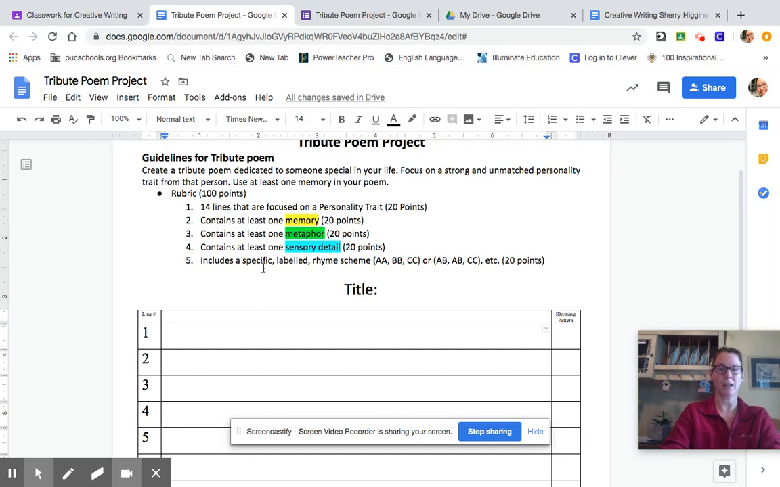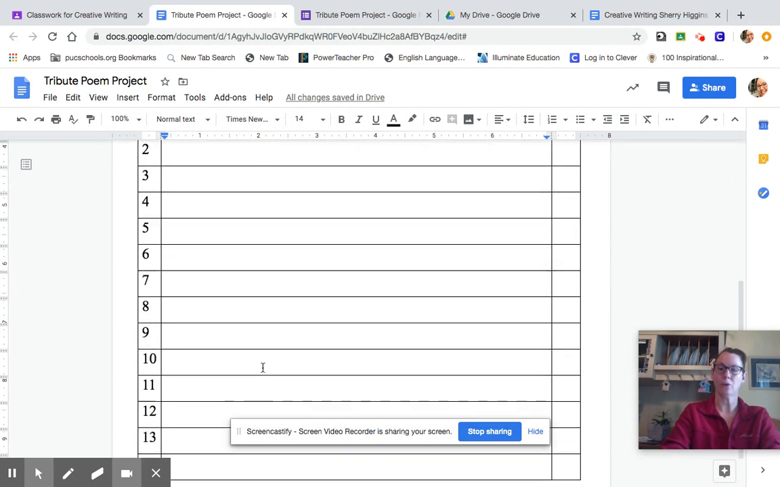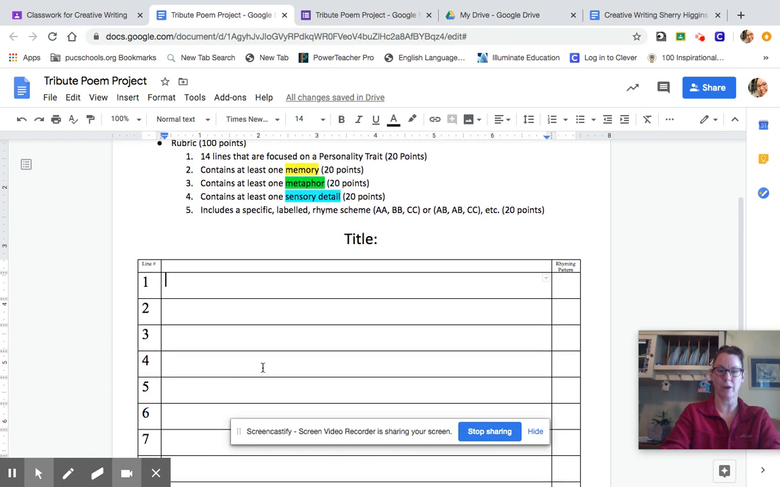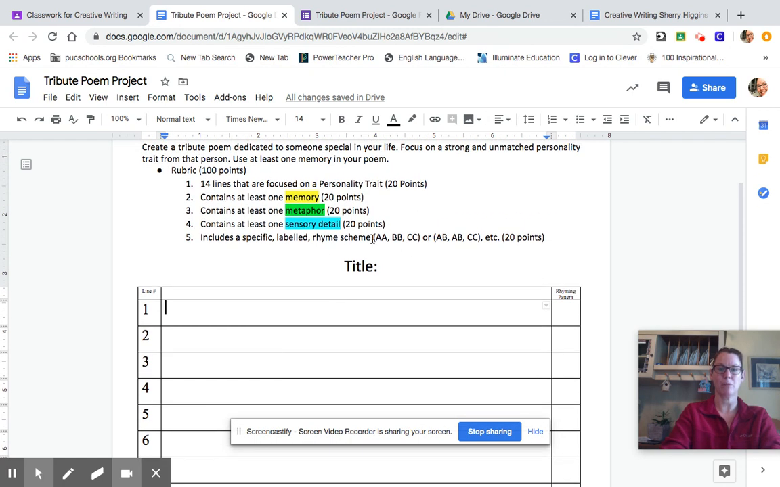And then finally, you must have some kind of rhyme pattern in this poem. Not all 14 lines have to rhyme, but there must be some kind of rhyming pattern throughout this poem. So as a reminder, you might label it AA, so maybe the first 2 lines rhyme, and then the next 2 lines rhyme, but they don't necessarily have to rhyme with the first 2. So that would be like an AA, B, C, C pattern. Or you might go A, B, and then C, C. Whatever you want to do, but make sure you have a rhyming pattern and make sure it is labeled.